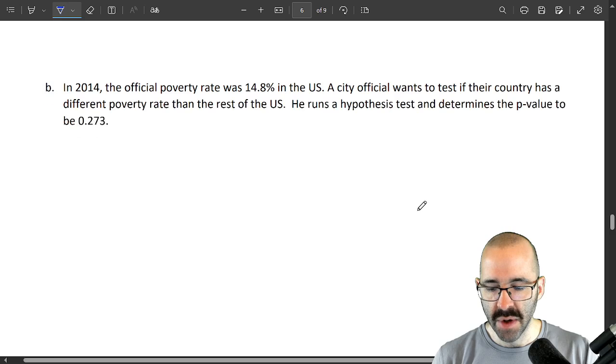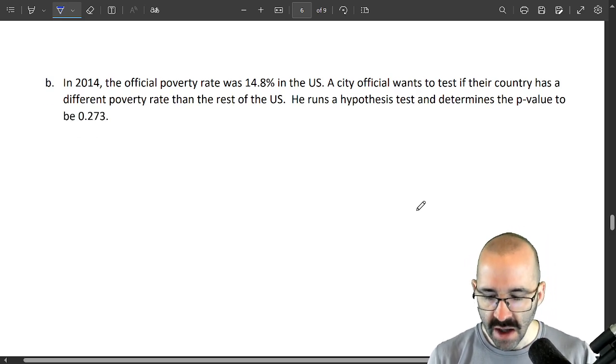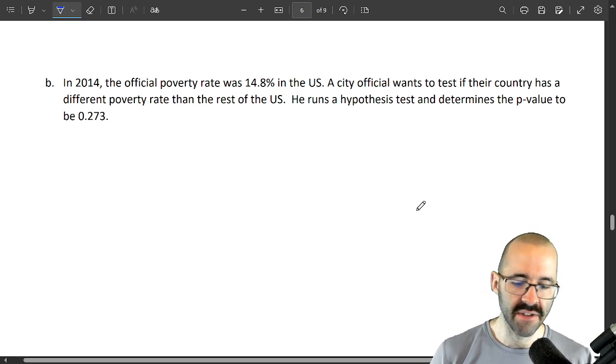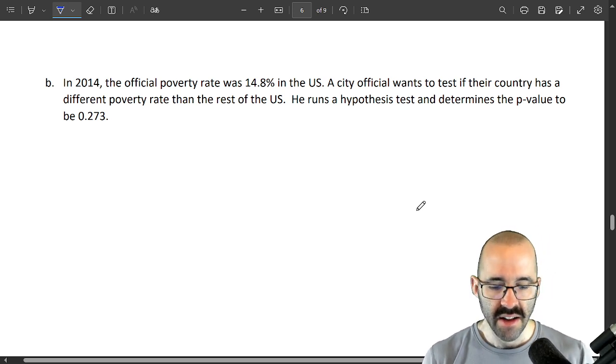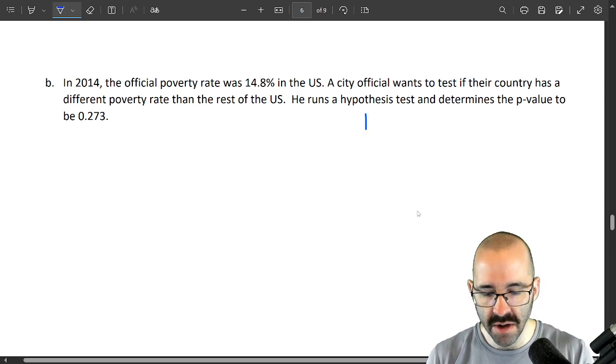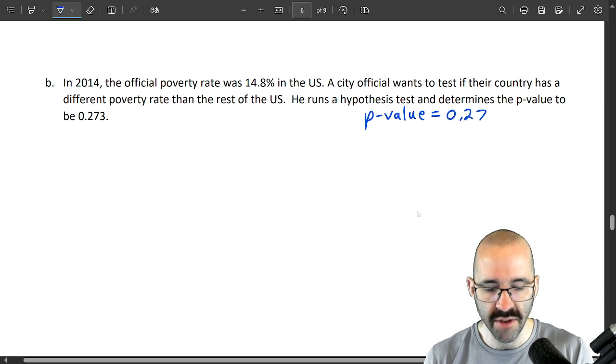Let's do another example. We got two more for you. Again, same example that we've been looking at before. The poverty rate was 14.8%. A city official wants to find if it's different. They run the hypothesis test to determine the p-value. The p-value here is going to be 0.273.